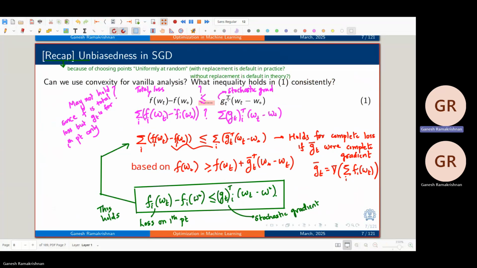There is no strong convexity assumption here. There's convexity here. This is just the convexity property. Okay. Any other question? Very good question. Yes, that's exactly right.